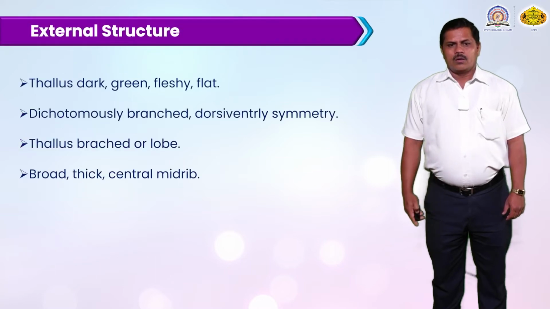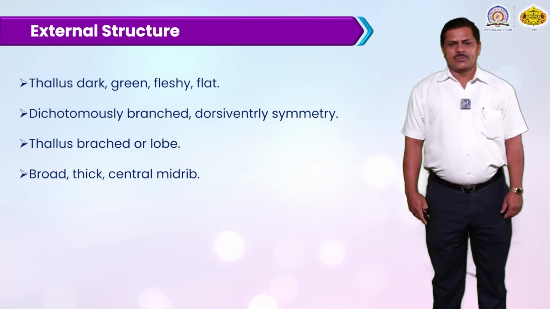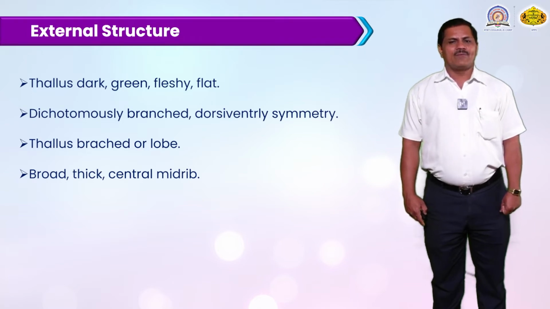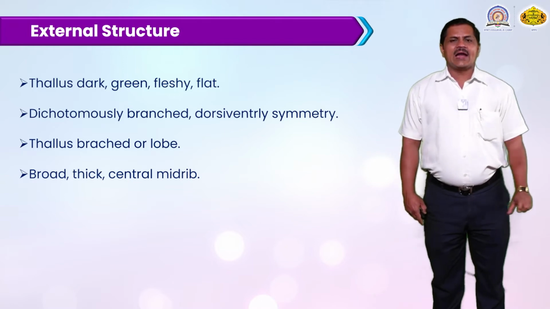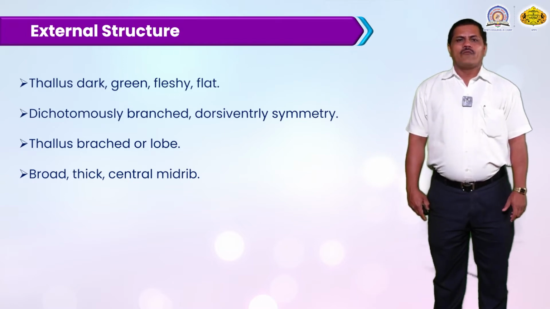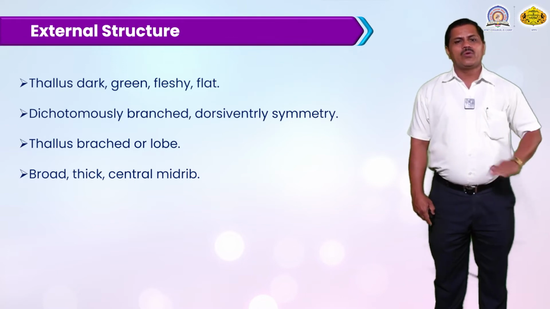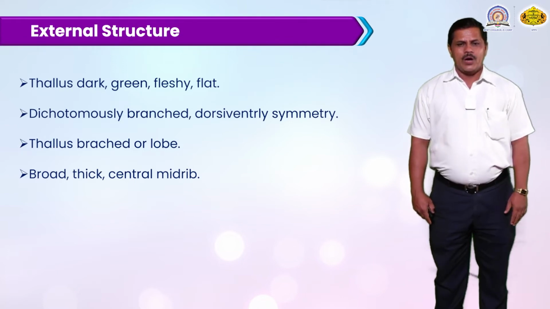Then the external structure of this Marchantia species: the thallus is very well developed, dark green, fleshy and flat. Means very dark in color, greenish in color, fleshy. It has a very thick structure and is flat. They grow on the surface of the soil.